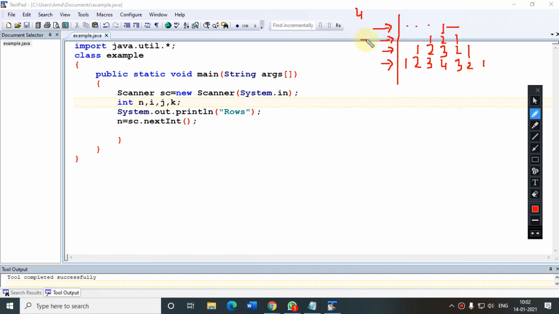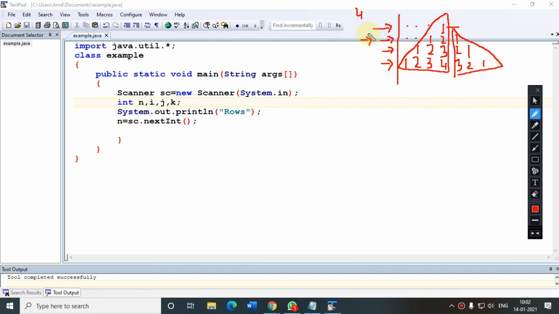Now come to the second time. There are 2 blanks, then you are printing 1 and 2. So whenever you get this triangle shape, just divide this pattern into 2 parts. One is the right side pattern and one is the left side pattern. This will be easy for you.